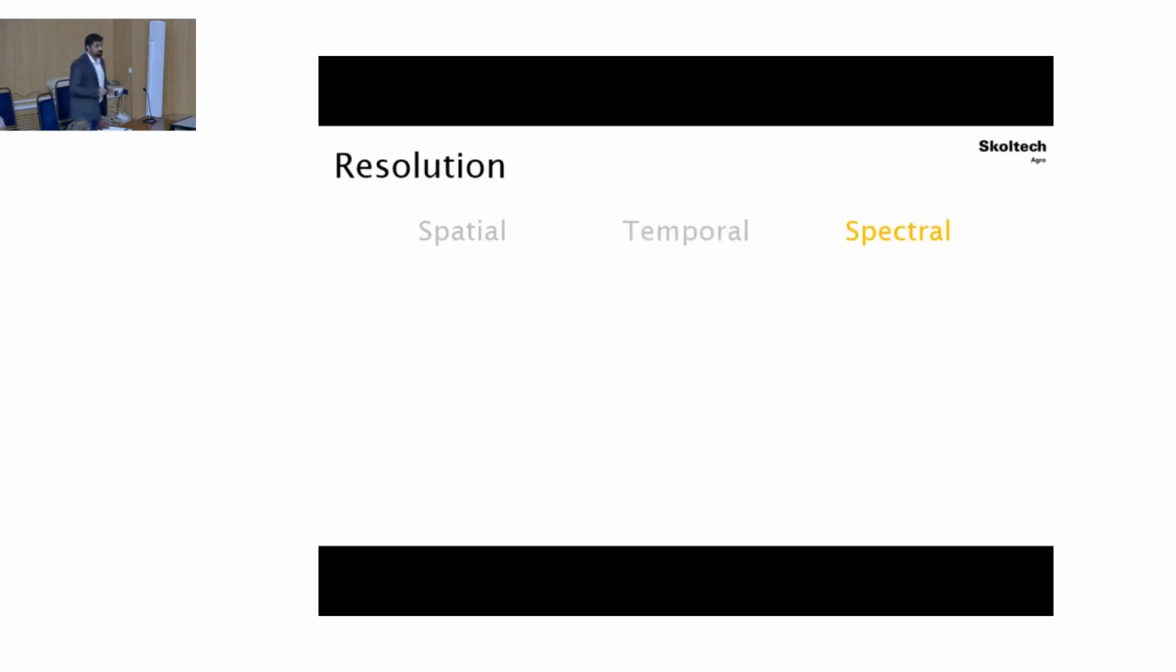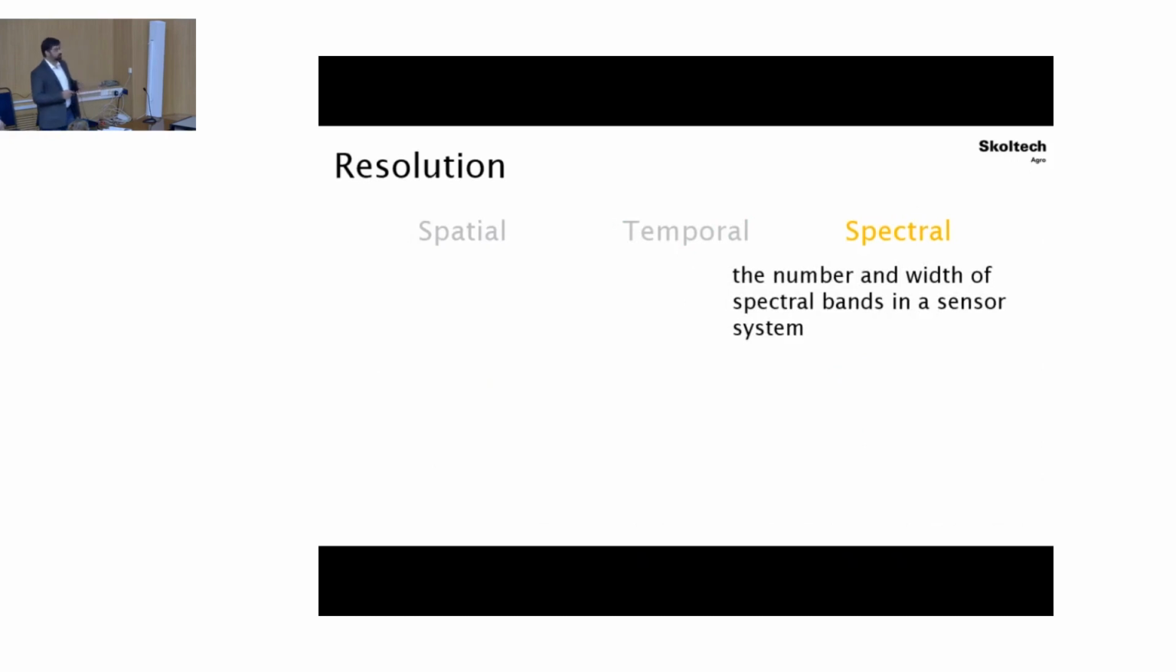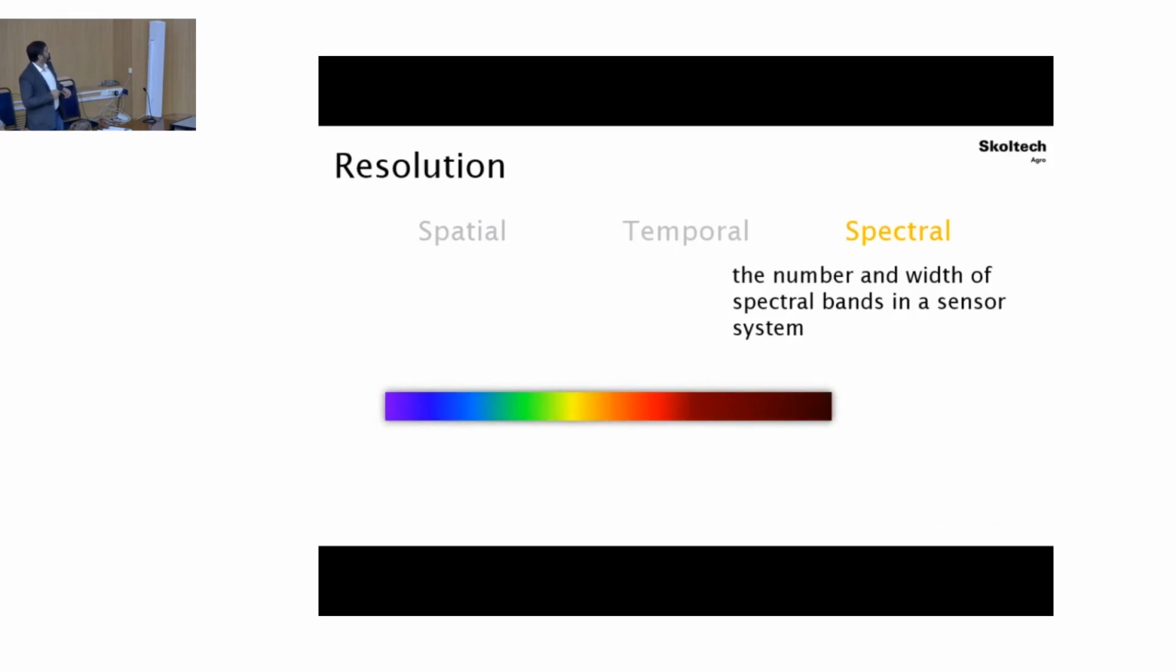Spectral resolution is something which is very critical for agriculture use. It is the number and width of the spectral bands in the sensor. Right? So if you take the visible part of the electromagnetic spectrum, this is from violet to red, right? And then you have ultraviolet on this side and infrared on the other.